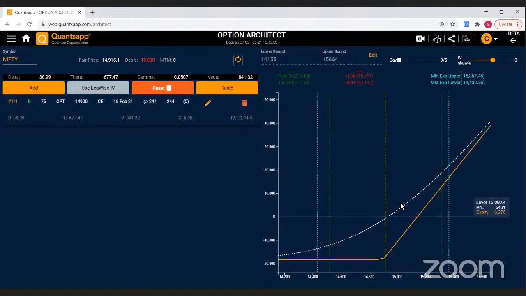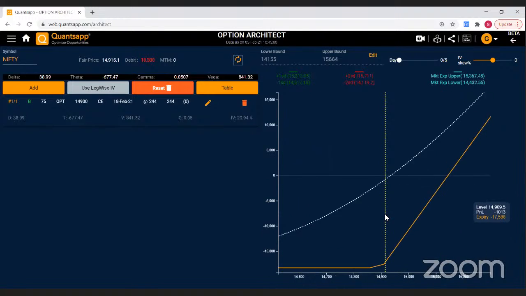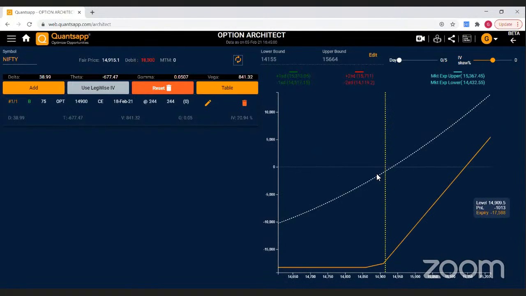So the white dotted line is telling me the payoff on the particular day. The orange line is telling me the profit and loss on the expiry day. I can see the gap that is coming here. If the underlying stayed on this level only, on the given day on which I'm making this strategy, I won't be having what do you say, a major loss.